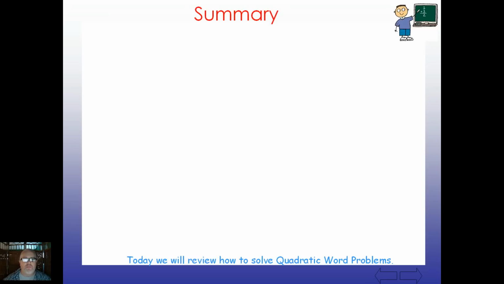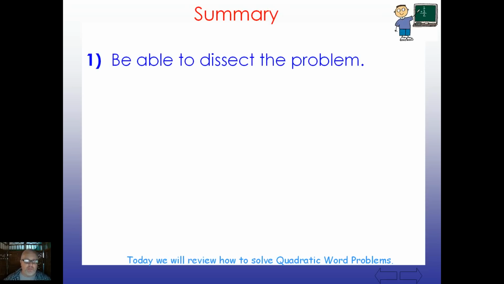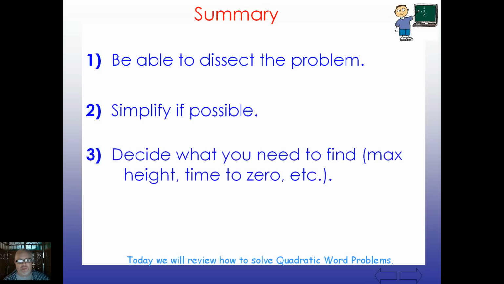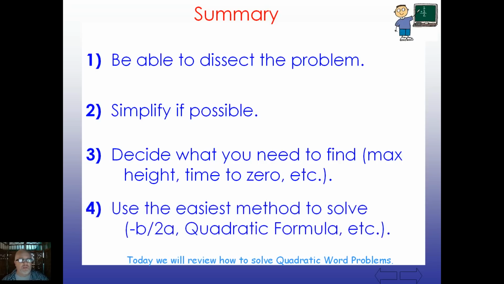All right, so in summary, be able to dissect the problem, especially know initial velocity and initial height. Simplify if possible. Okay, it's not necessarily mandatory, but it'll make things easier if you do so. Decide what you need to find. Are we finding maximum height of something or the time to 0? Most of the time at this stage of your math career, you're going to be finding the time to 0. 0 height when something hits the ground, when something's no longer in the air, those mean the same thing. And finally, use the easiest method to solve. Okay? Quadratic formula will work all the time, as long as your function is set equal to 0.